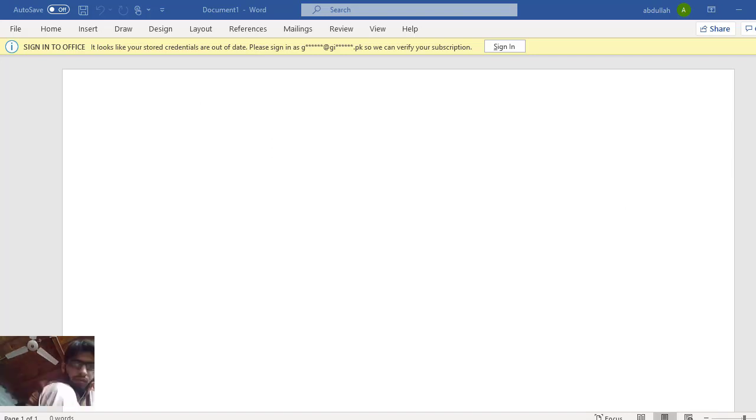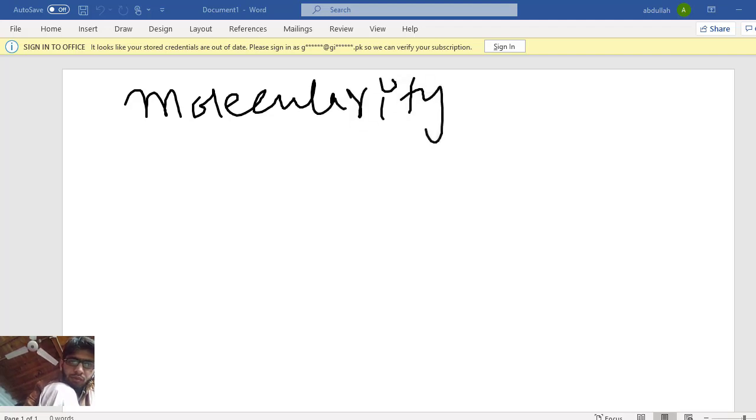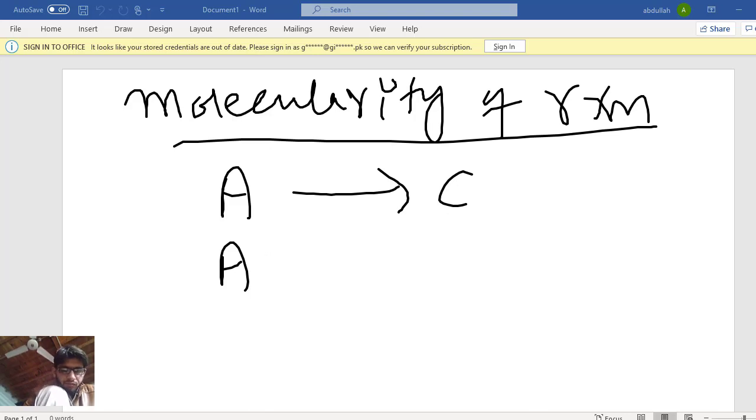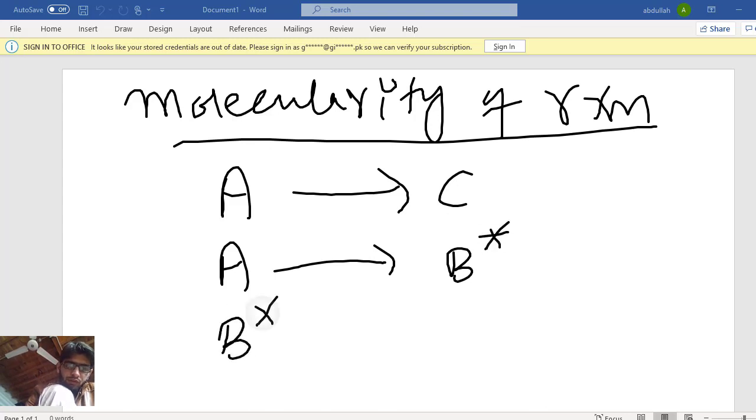Now what is the molecularity? For example, what is the molecularity of a reaction? Suppose we have the same reaction in which A is converted into C, the overall reaction. In the first step A is converted into B, in the second step B is converted into C.